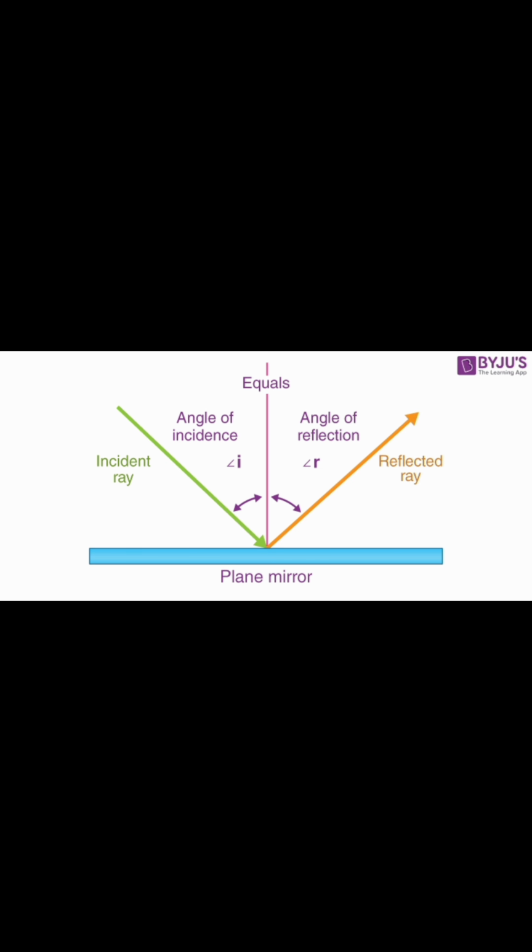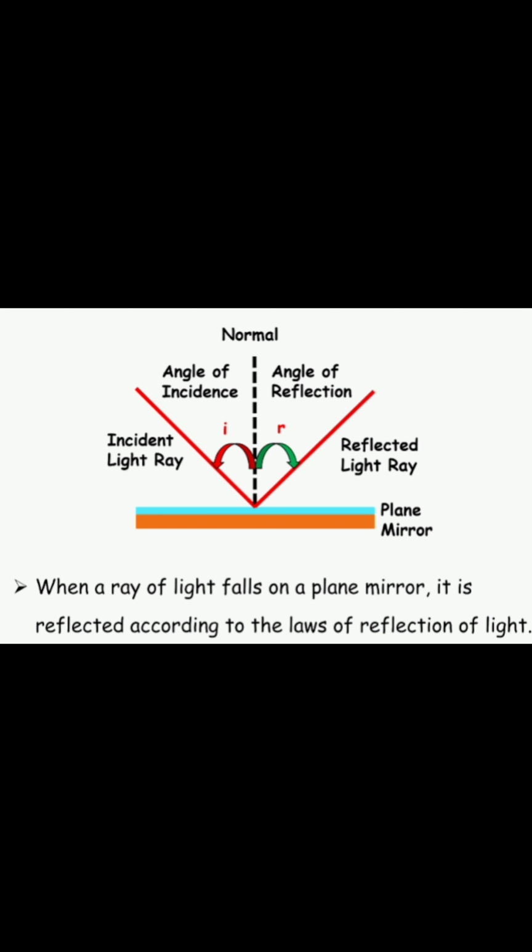So what are the properties we have seen? Light travels in a straight line, light can be reflected and light can be refracted. Move on to reflection of light.